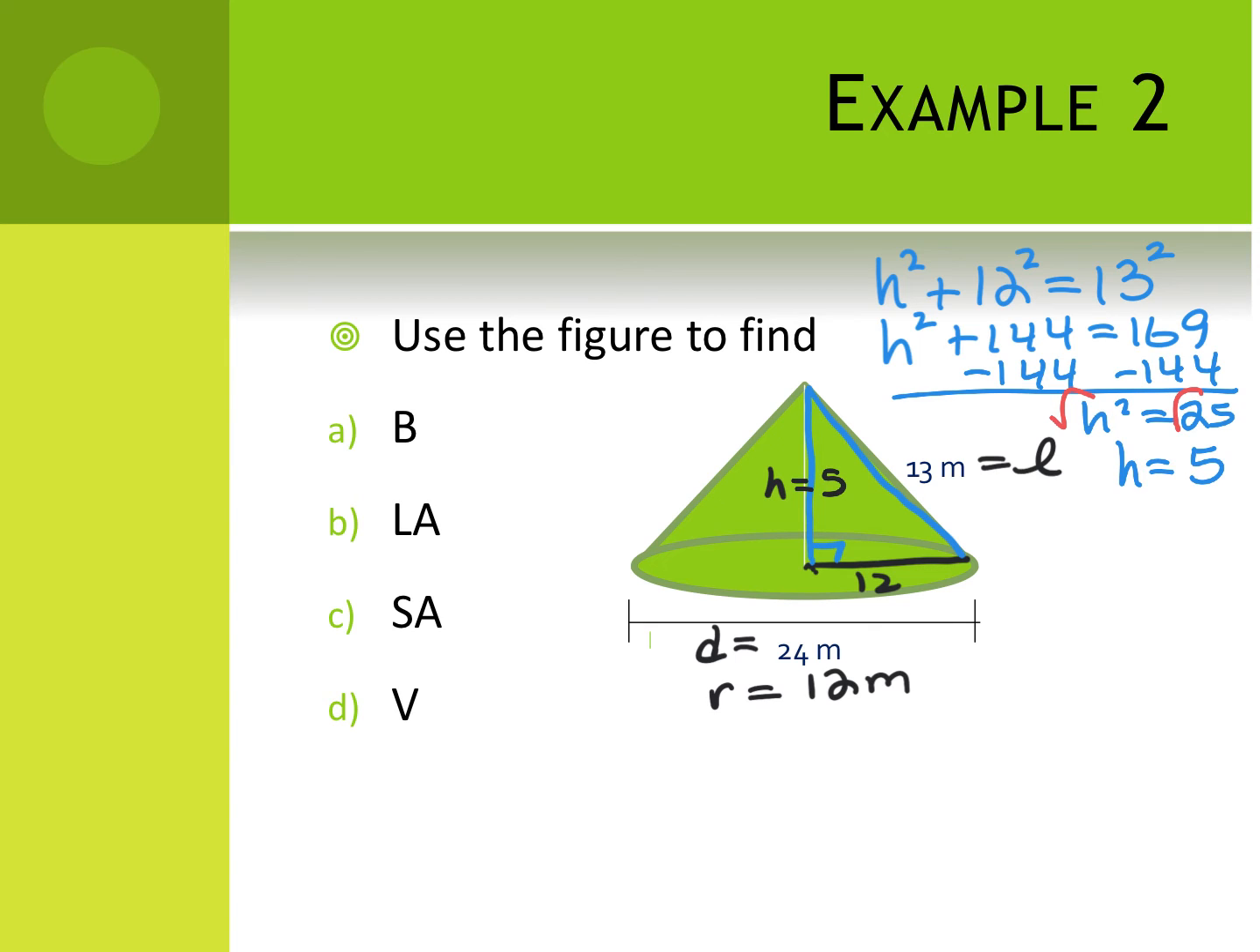Now I have the value of all the variables that I need to answer the 4 questions. So for the base, again, the base of a cone is always a circle. So pi r squared. Again, my radius is 12. So pi times 12 squared. Left in terms of pi, 144 pi meters squared. Using the pi button, pi times 144 gives me 452.39 meters squared.